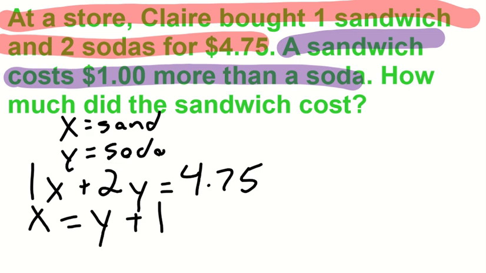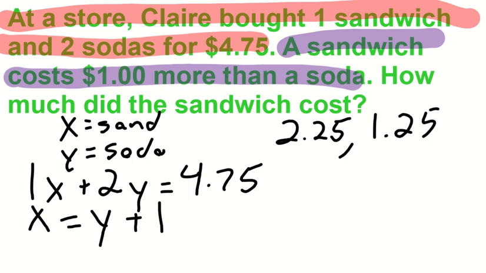All right, so it's asking us for the price of a sandwich. Hunter, how much is a sandwich? $2.25 is correct. All right, so where your lines cross, in this case, you would have got $2.25 and you would have got $1.25, right?